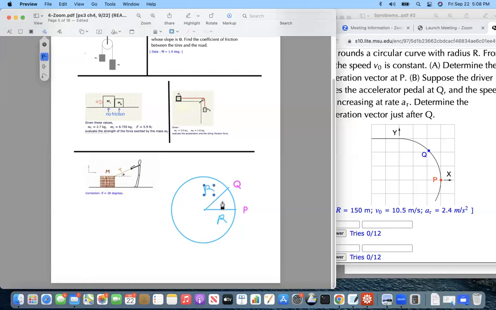And this angle, you can see from the picture and the statement of the problem, that angle will be this direction. That's 45 degrees. So the angle there is 45 degrees.